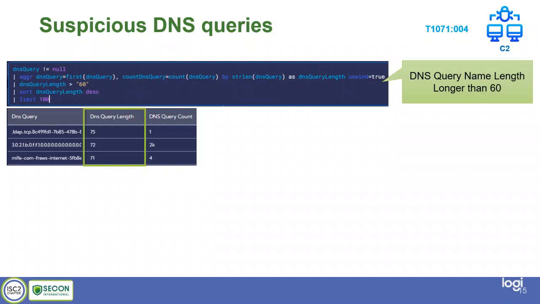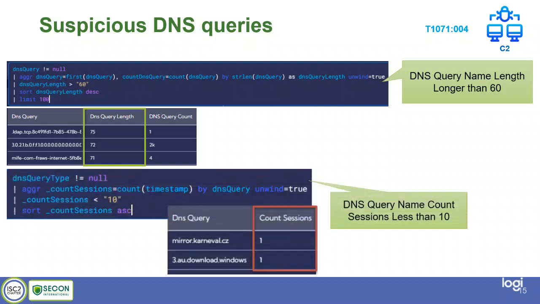Suspicious long names may indicate malicious C2 communications. Here you can see an example of such a threat hunting search that detects domains longer than 60 characters. Analysis of rarely polled domains can be an interesting starting point for the threat hunting process. Here is a query that displays domains that have been polled less than 10 times in the monitored time frame.